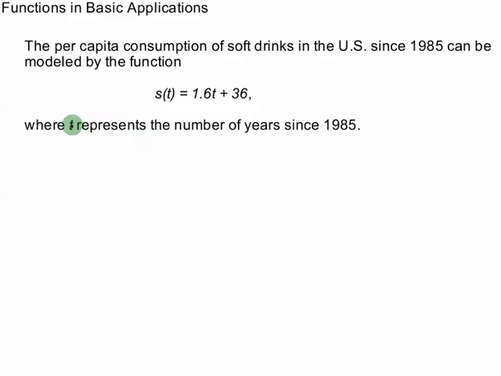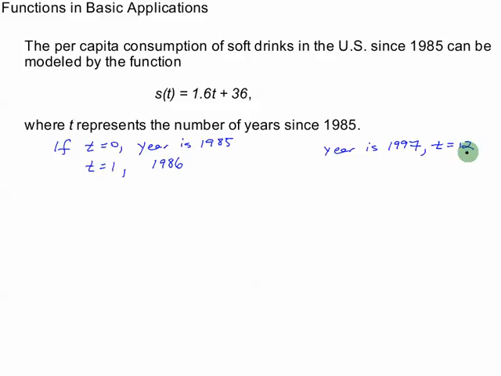T is a variable and it represents the number of years since 1985. So for example, if T equals 0, the year is 1985, right? If T is 1, the year is 1 year later, so 1986. So rather than actually plugging in 1985 for T, T is going to be the number of years since 1985, and then we can go back and forth very easily. For example, if the year is 1997, well then T would have to be 12, because 1997 is 12 years after 1985. So now we have a relationship between what year it is and what value of T we have.